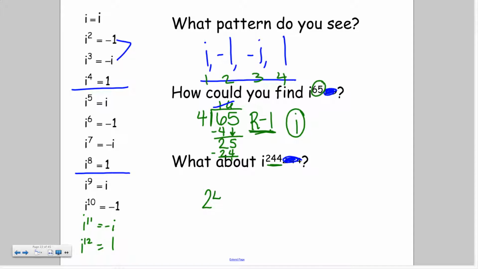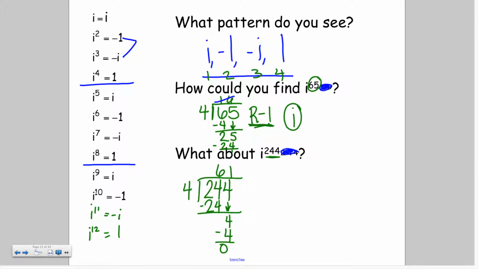Now, 244 divided by 4, we're going to do the same thing. 4 does not go into 2, but it does go into 24, 6 times. It gives me 0. Bring down my 4. 4 goes into 4 one time, so that gives me a remainder of 0. So my remainder is 0. Now, if I have a remainder of 1, it's going to be I. If I have a remainder of 2, it's negative 1. If I have a remainder of 3, it's going to be negative I. I'm not going to have a remainder of 4 because I am dividing by 4. So this is going to end up being 1.